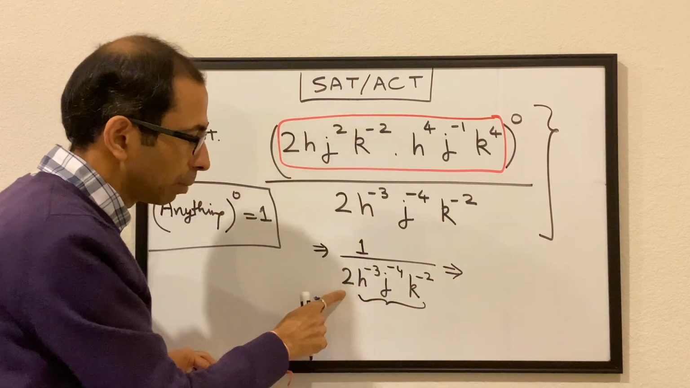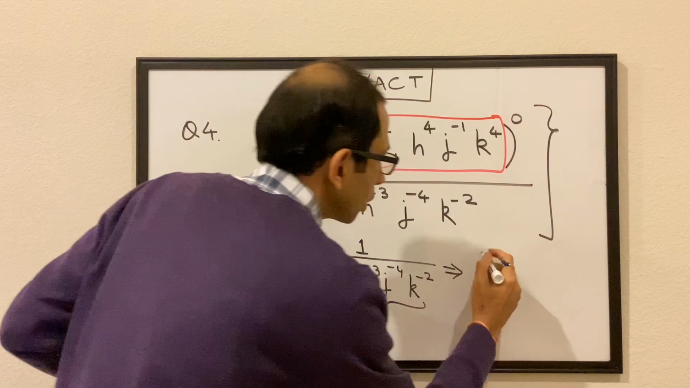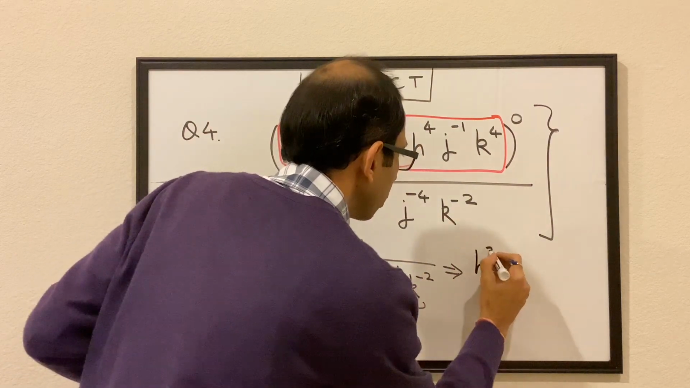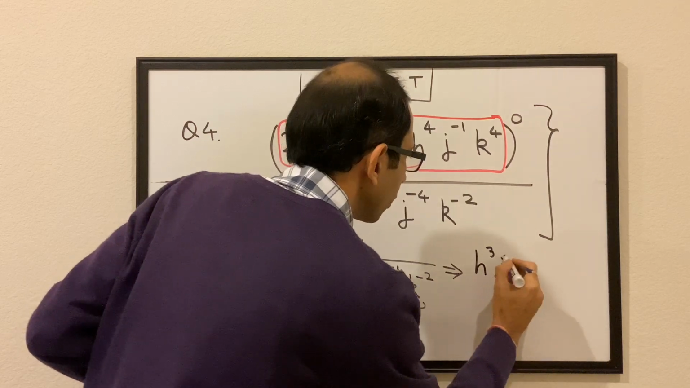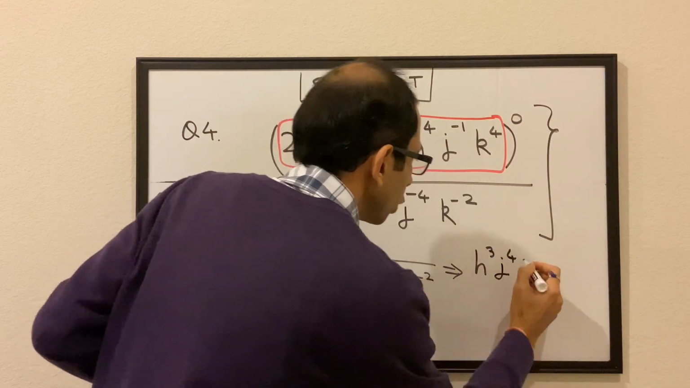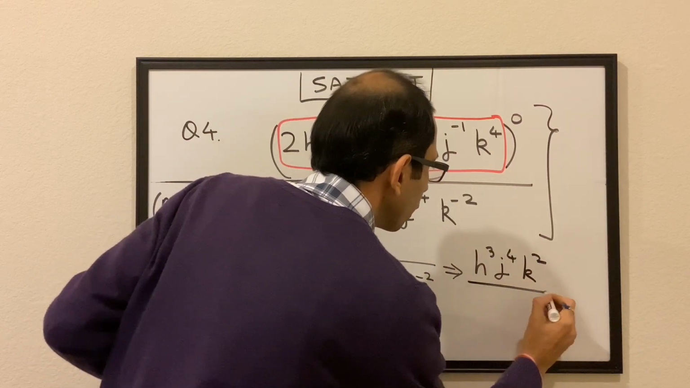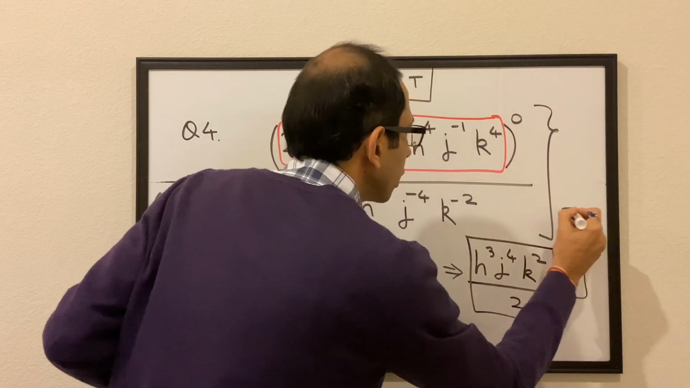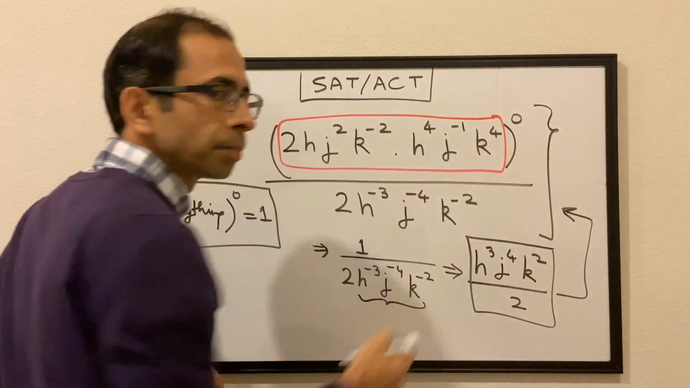I mean, 2 will still be in the denominator, right? So this will essentially become, this goes up, so it becomes h to the power of 3, j to the power of 4, k to the power of 2 over 2. So this is our reduced form of this expression, right?